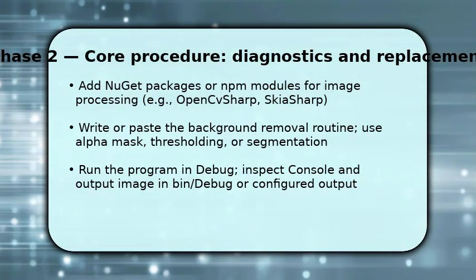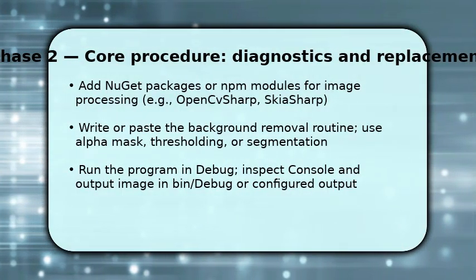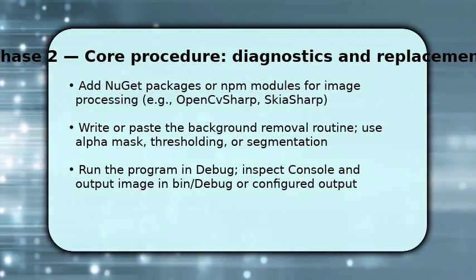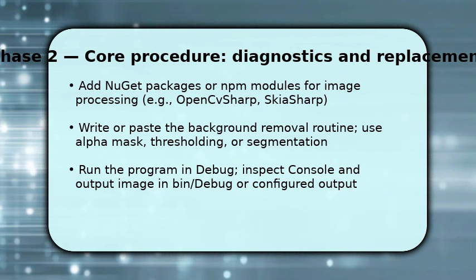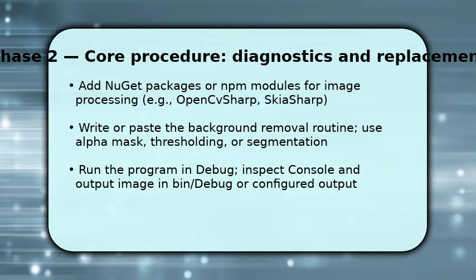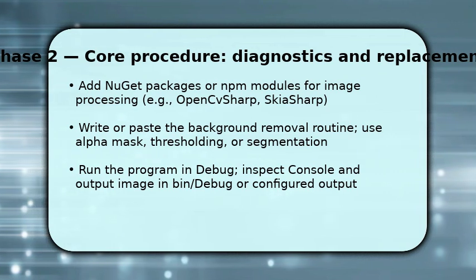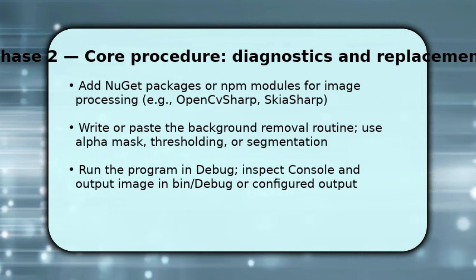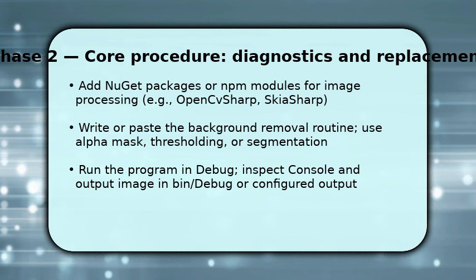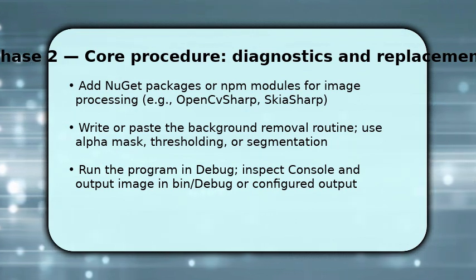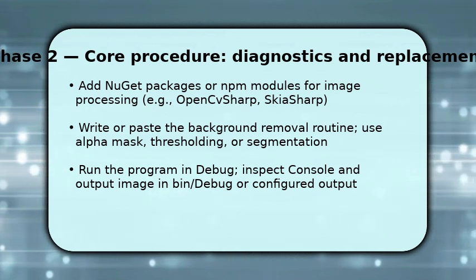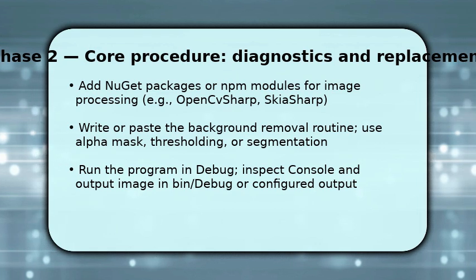Next, you add the image libraries via NuGet or npm and wire them into a small routine that creates an alpha mask and applies thresholding or semantic segmentation. This is the core removal step. Once coded, set breakpoints and run in debug so you can inspect intermediate bitmaps and masks. If using a model, load weights and preprocess images to the required size. Make adjustments to thresholds and kernel sizes until the mask cleanly isolates the subject.